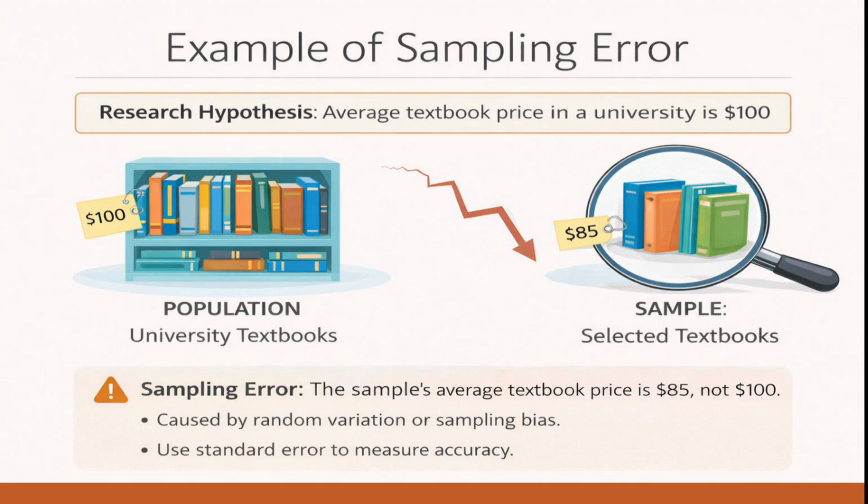Now, instead of checking every textbook, we select a sample of textbooks. From this sample, we calculate the average price, and we find it is $85, not $100. This difference between the population value and the sample value is called sampling error. Sampling error happens because samples are smaller than populations, and different samples can give slightly different results. This does not mean the research is wrong. It simply reflects natural variation in sampling. We use the standard error to measure how accurate our sample estimate is.